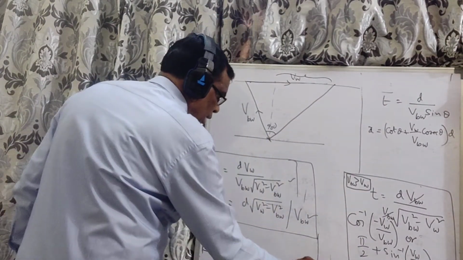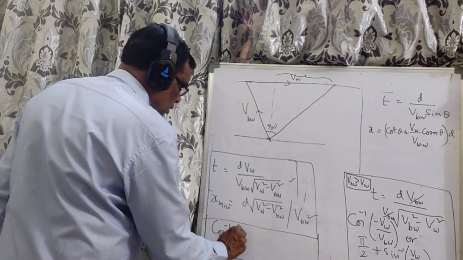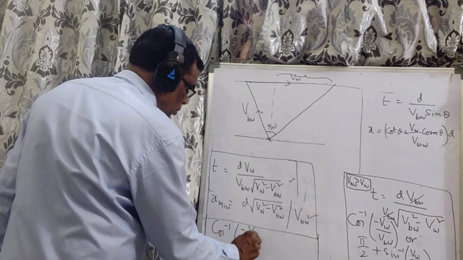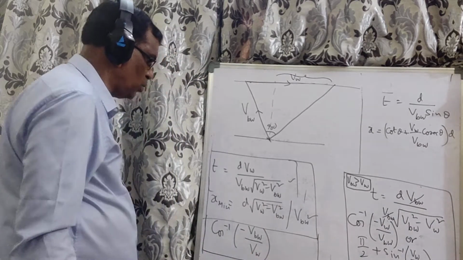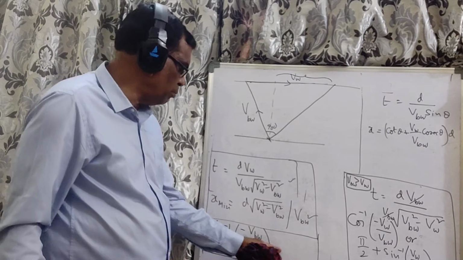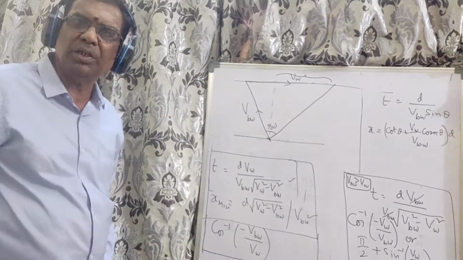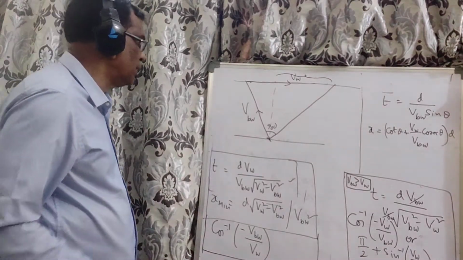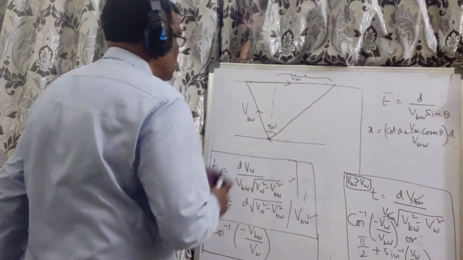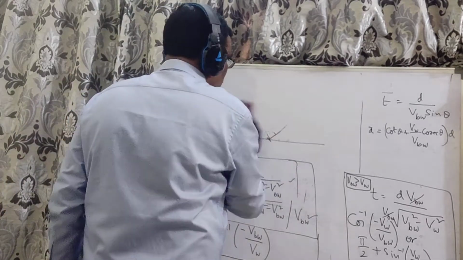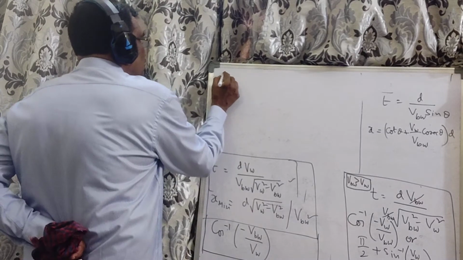What angle? Cos inverse minus VBW by VW. Now similarly you can write pi by 2 plus sin inverse VBW by VW. That way also you can write it. There is no problem for that. Now two cases we saw. Now we go to the third case.